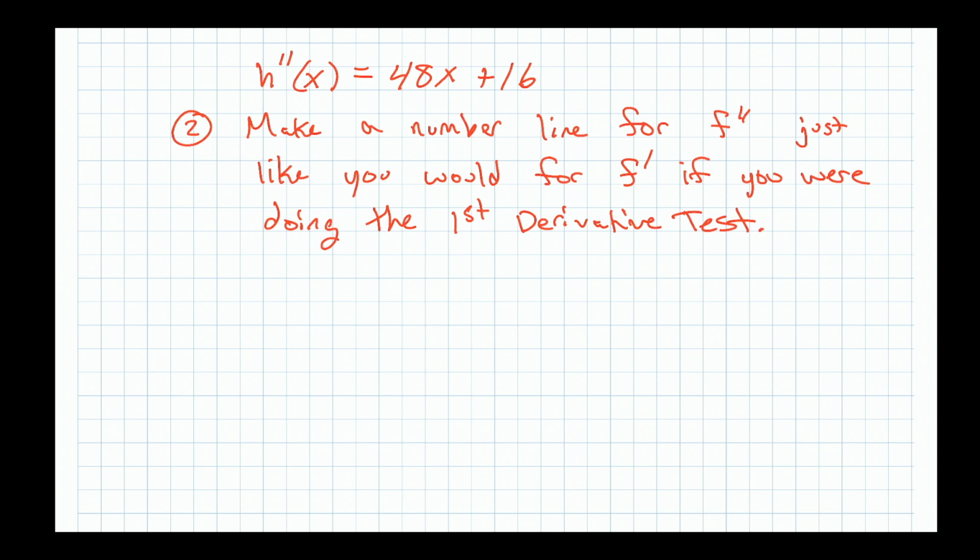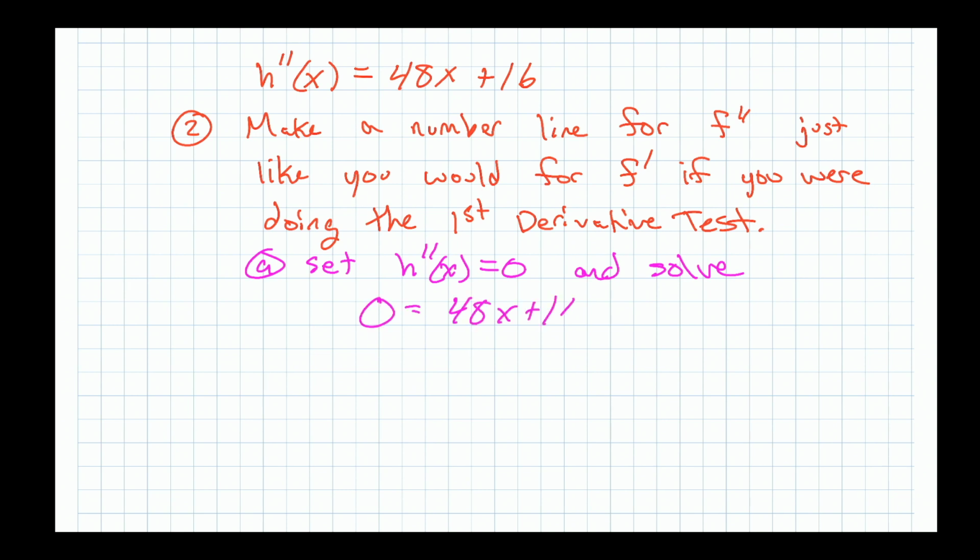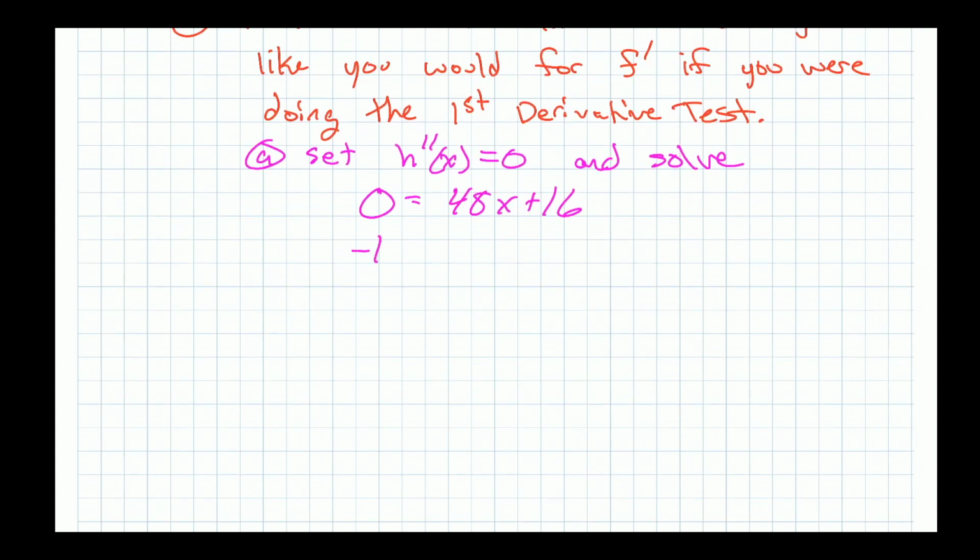So what we're going to be doing here is we're going to set h double prime equal to 0 and solve, right? Second derivative instead of the first. So 0 equals 48x plus 16. Easy enough to solve. So move the 16 over. Divide by 48. So negative 16 over 48, which is negative 1/3.